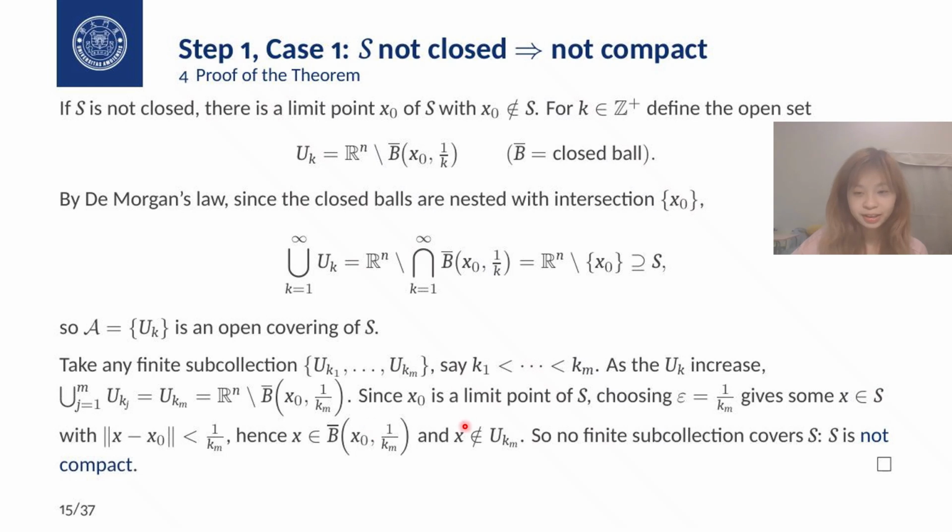But x0 is a limit point of S. So by the definition of limit point, we can choose epsilon equal to 1/k_m. So there is an x in S with norm of x minus x0 less than 1/k_m. And this x just falls through the gap. So there is no finite subcover, and the set is not compact.